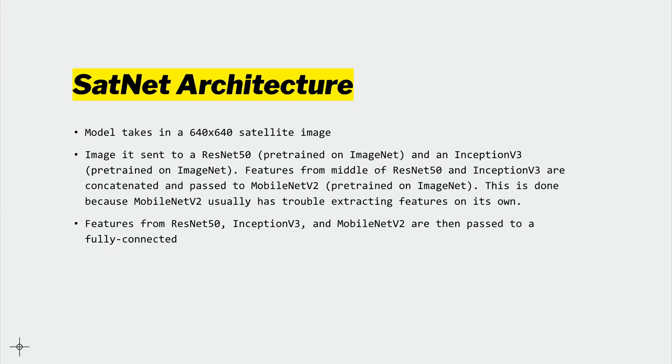Our architecture works like this: it takes in a 640 by 640 satellite image. It is then sent to a ResNet 50 model and an Inception v3 model. Features from the middle of the ResNet 50 and Inception v3 are then concatenated and passed into a MobileNet. This is done because MobileNets usually have trouble extracting features on their own.